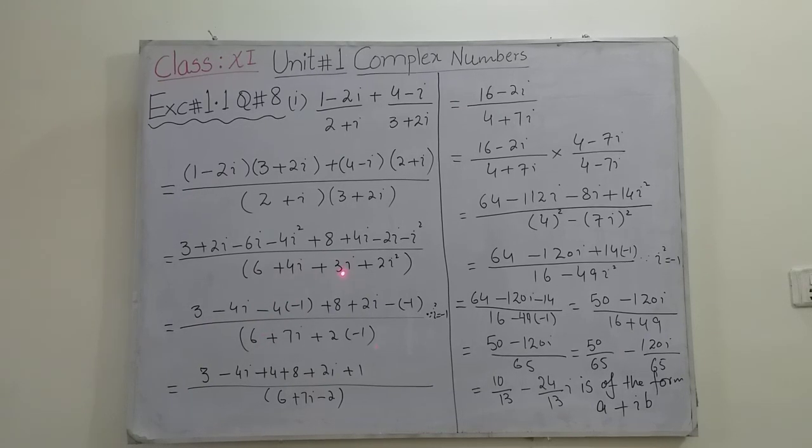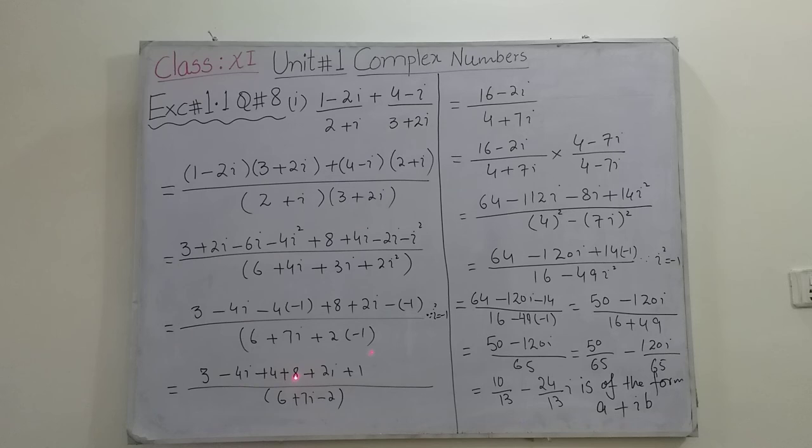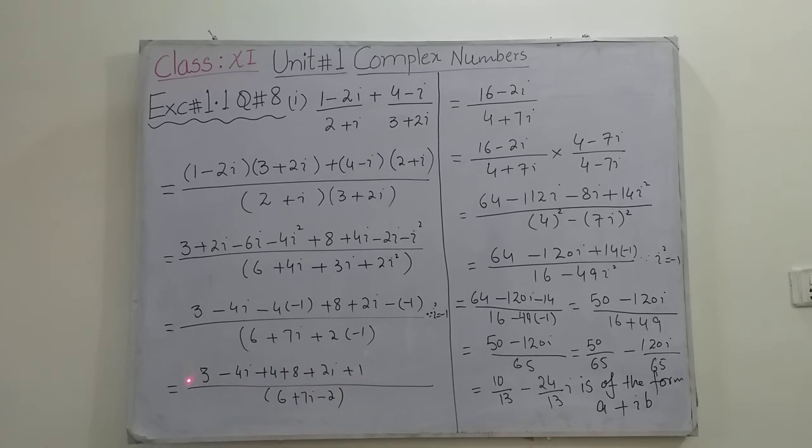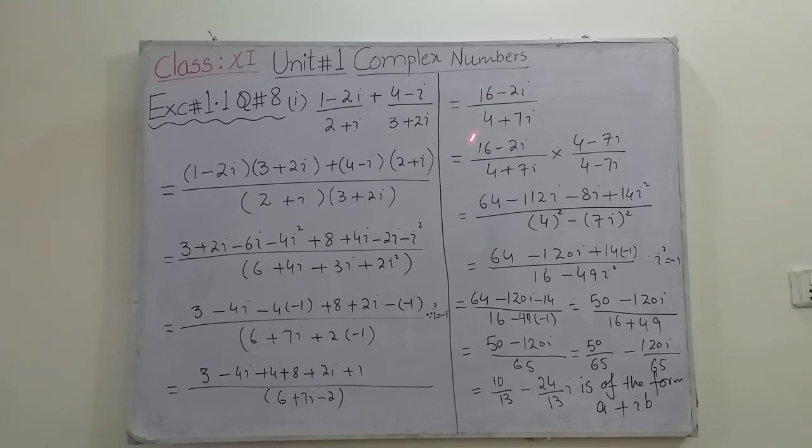4 plus 4 iota plus 3 iota, 7 iota, plus 2 iota square, minus 1. So 3 minus 4 iota plus 4 minus minus plus 4 plus 8 plus 2 iota plus 1. For the denominator, 6 plus 7 iota plus minus minus 2. So finally, 3 plus 4 is 7, 7 plus 8 is 15, 15 plus 1 is 16, meaning adding all real numbers together, we have 16. And imaginary: minus 4 iota plus 2 iota gives minus 2 iota. For the denominator, 6 minus 2 is 4, and plus 7 iota.